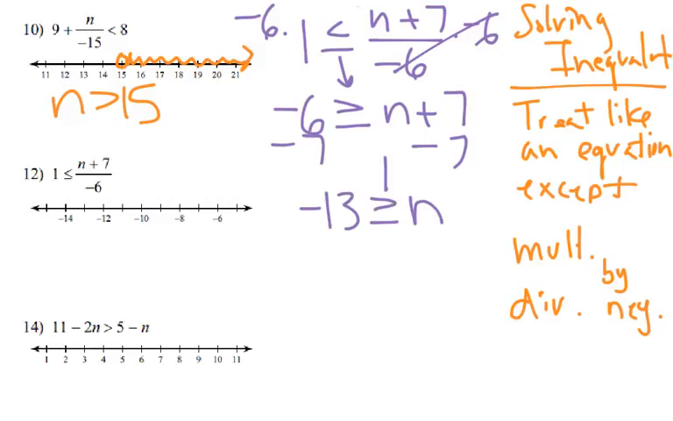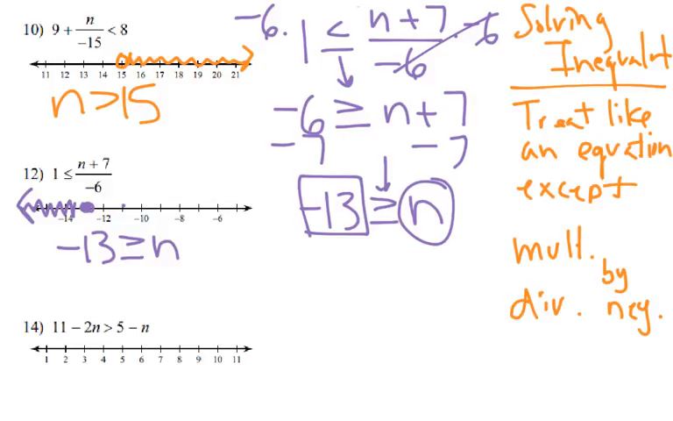So it's greater than or equal to, which means at negative 13, right there, draw in a filled in circle. Then is n bigger or smaller? Well, this says negative 13 is bigger, so we shade to the left because that makes n smaller.